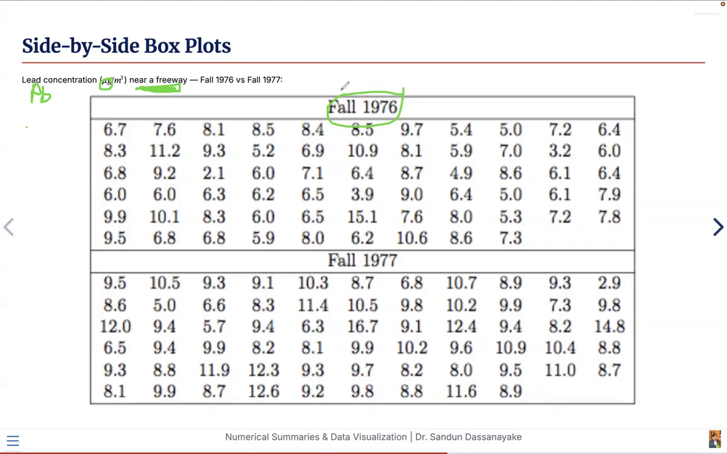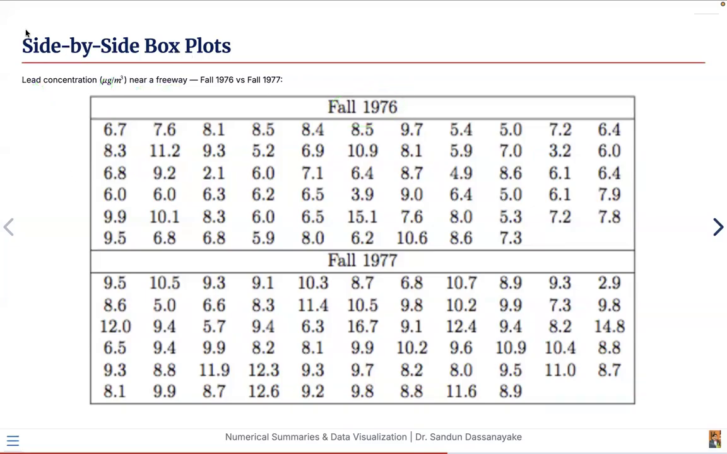Fall in the US is like November, when the tree leaves are falling, right? That's the fall. Or the rain is there, like we are getting ready for the winter. So in 1977, you have a higher number, or whatever the values. Now, we don't know whether it's a high value or a low value. We just capture the lead concentrations near the freeway, right? So you capture these values.